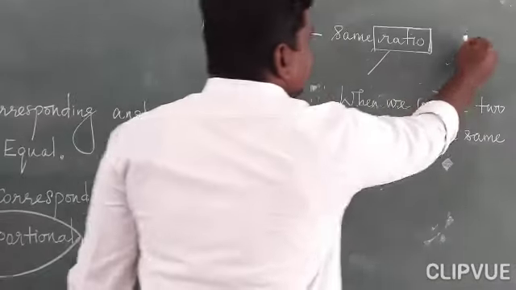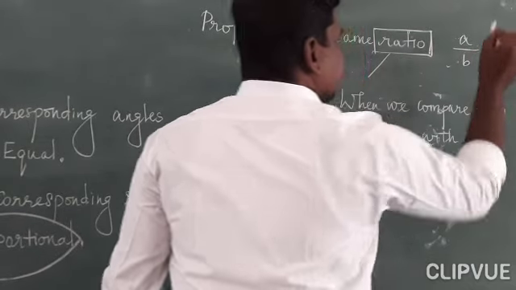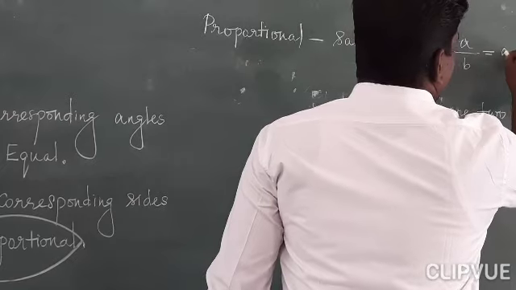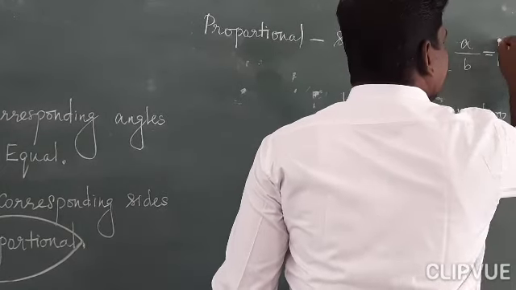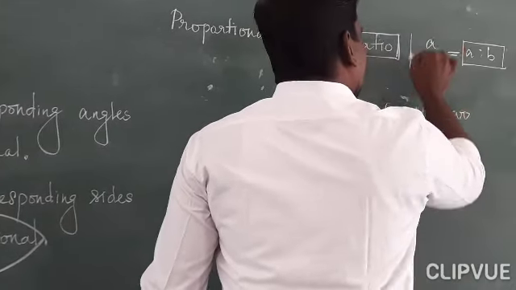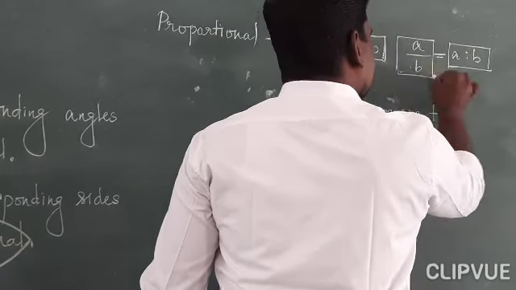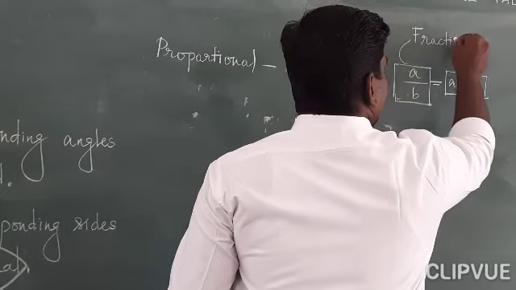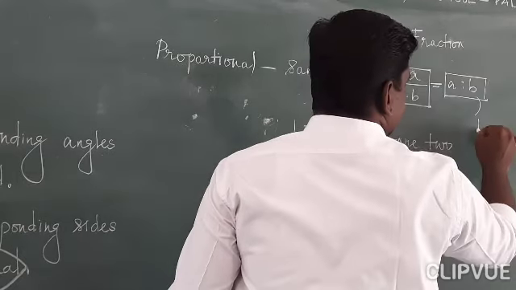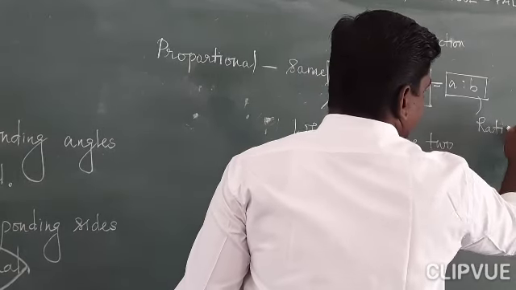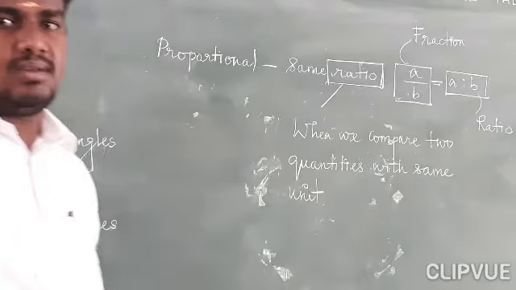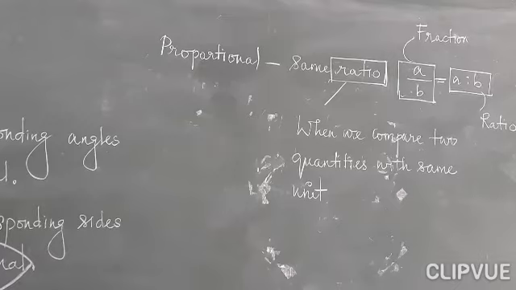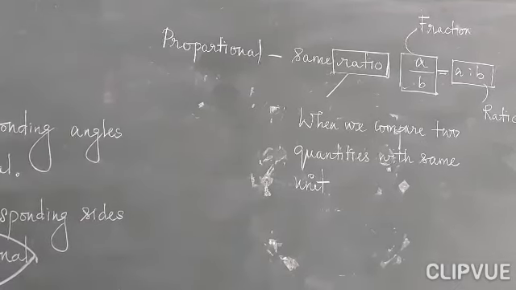Okay, so ratio, for example A by B. It can be written as A is to B. That is ratio form, and A by B is fraction form. You must know this because these are very important. So proportional means same ratio.